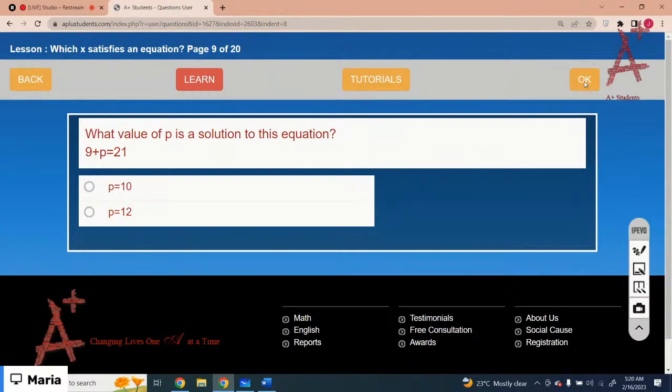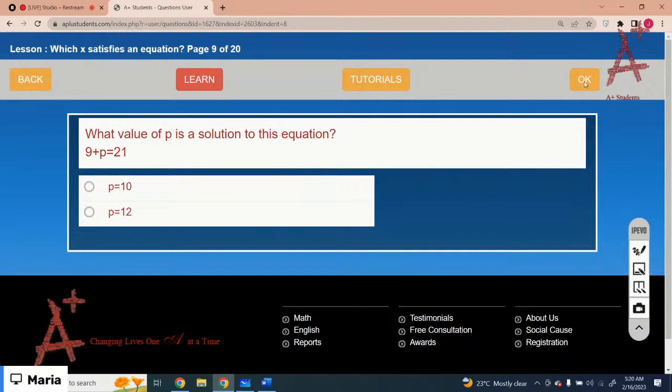Okay, the next one is 9 plus p equals 21. So you have to calculate the value of p. Just subtract 9 both sides. So it would be then p equals 12. Got it? So the correct option is p equals 12.